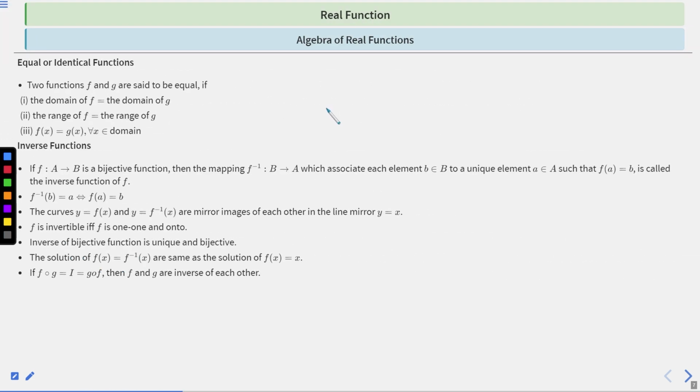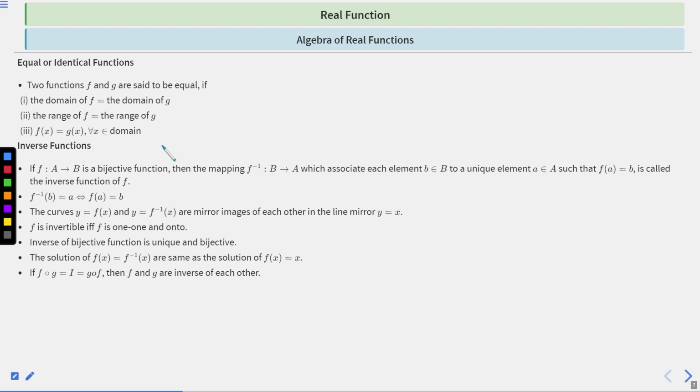First, we will see equal or identical functions. So what are the conditions of equal or identical functions? Two functions f and g are said to be equal if the domain of f is equal to the domain of g. Second, the range of f is equal to the range of g. Third, f(x) should be equal to g(x) for all x belonging to the domain, right?